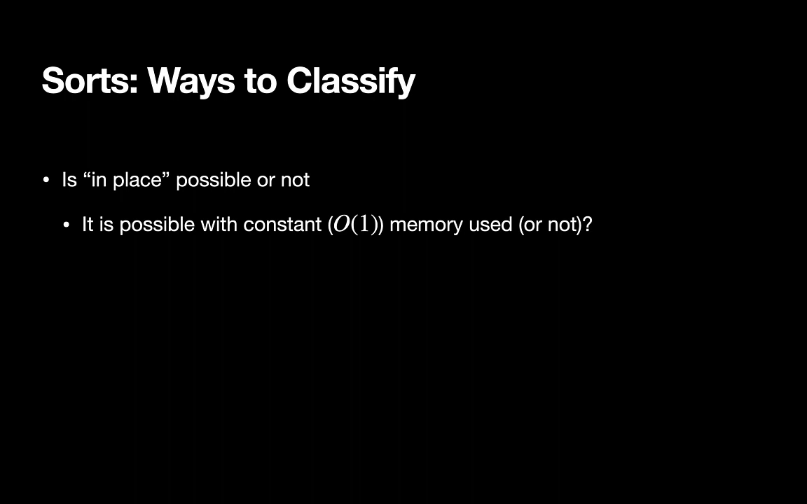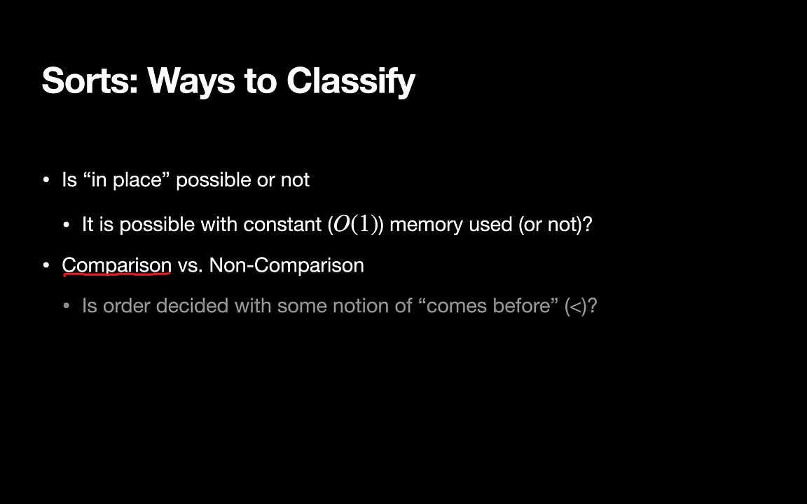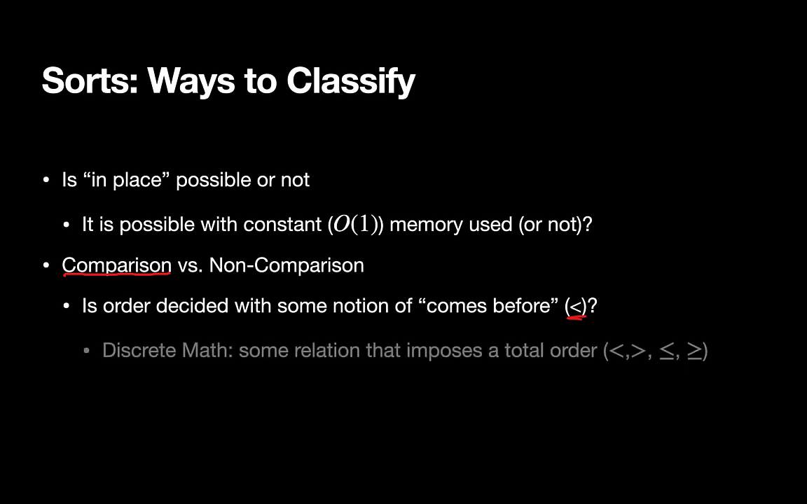Another way of classifying sorting algorithms is whether they're a comparison sort or a non-comparison sort. In this module, we'll look at both. But up until now, every sort we've talked about is a comparison sort. What this really comes down to is whether the sort is somehow dependent on the notion of one thing coming before another. Or you can think of that with the less than operation when talking about numbers.